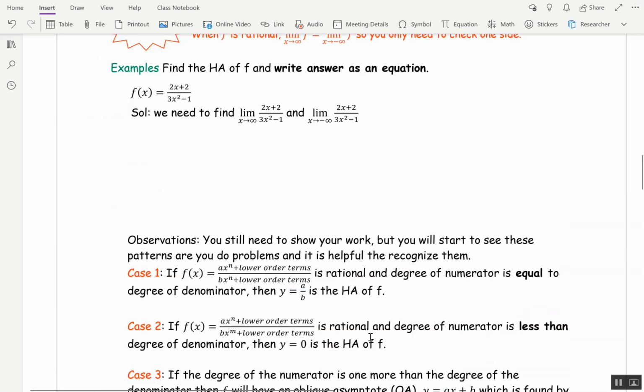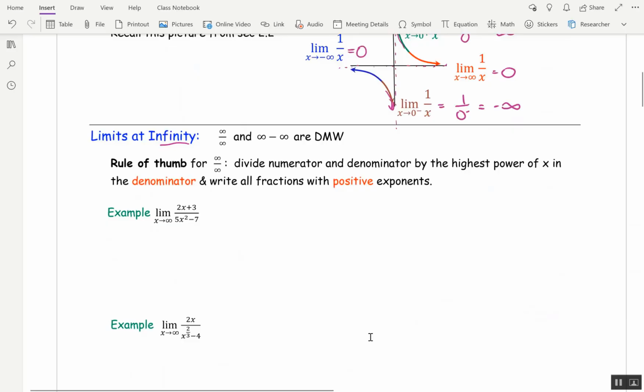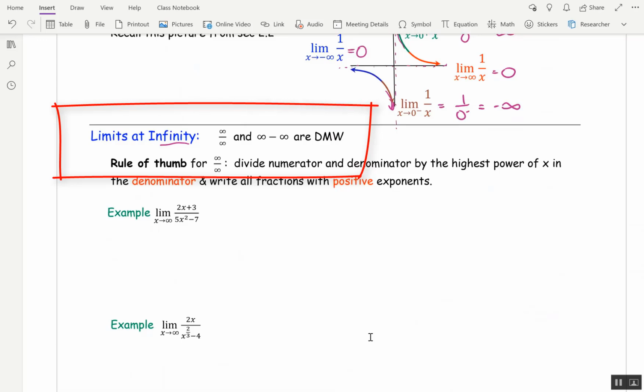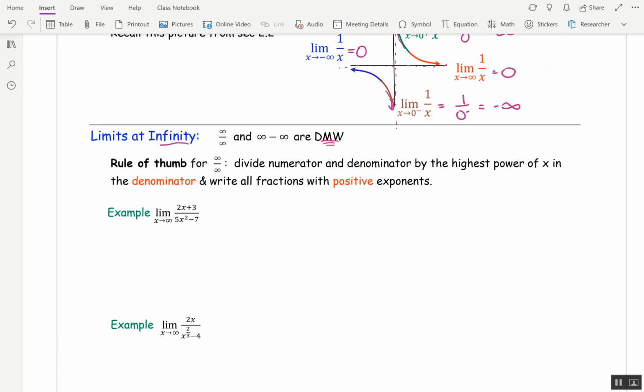Now let's get to the interesting stuff. When you take limits at infinity and you get infinity over infinity or infinity minus infinity, those take more work. Infinity over infinity is not 1, and infinity minus infinity is not 0. So the rule of thumb for infinity over infinity is divide numerator and denominator by the highest power of x in the denominator and write all the fractions with positive exponents. And I'll force you to do that on your next test.